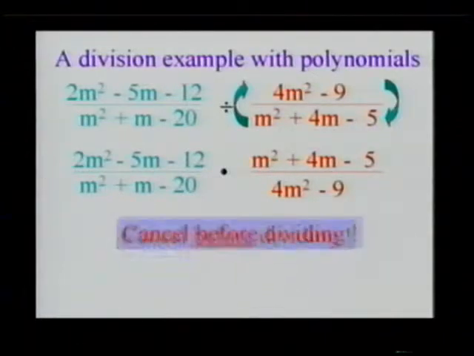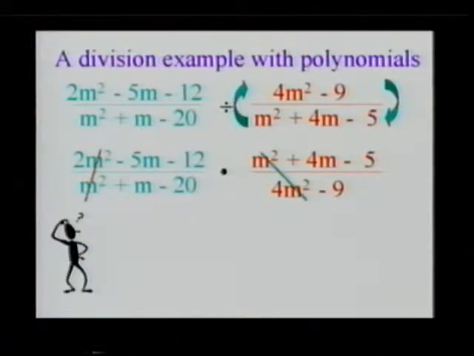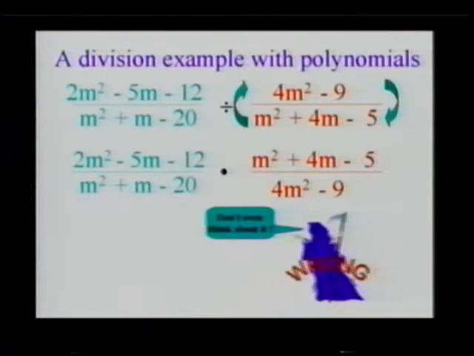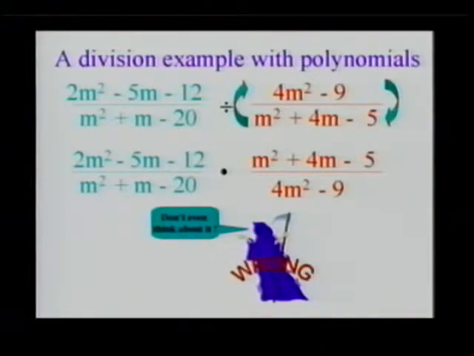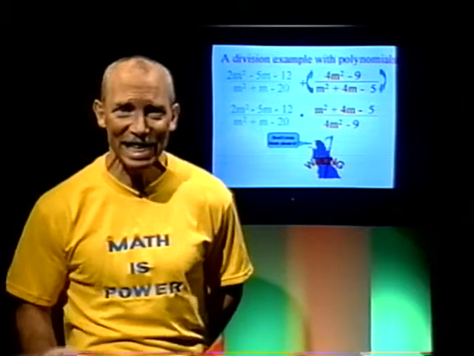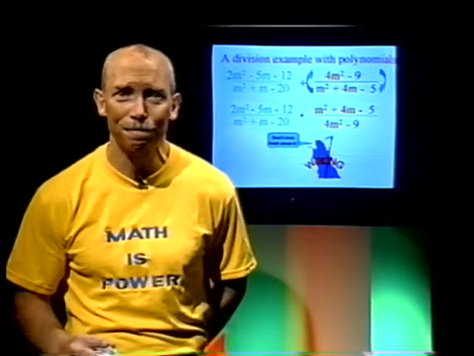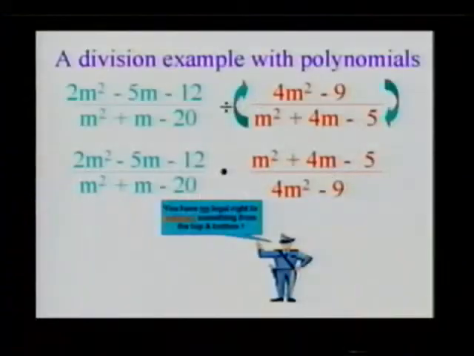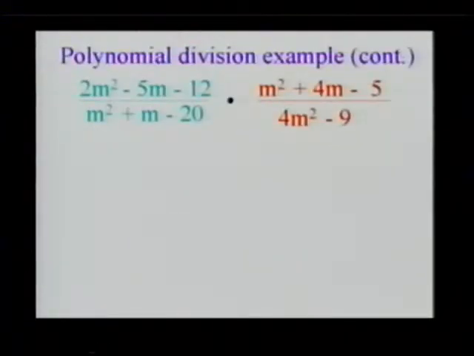But we're going to cancel once again before multiplying. Can I cancel these? Can I cancel these? Don't even think about it, Buford. Those are added. We can only cancel things that are multiplied. I'll tell you every time. Can't cancel things that are added, only multiplied. What creates multiplication? Your old buddy.